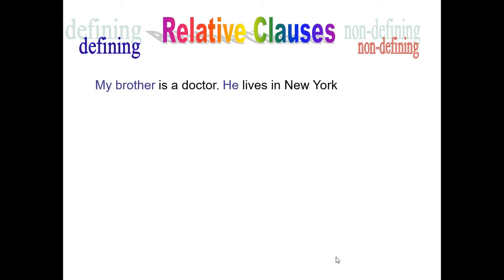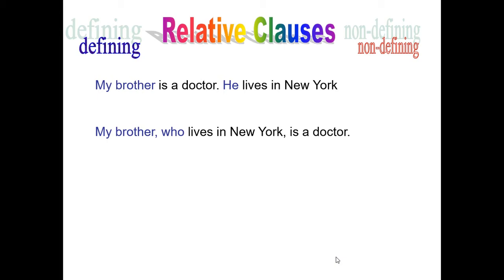Let's look at this sentence. My brother is a doctor. He lives in New York. We've got two pieces of information. My brother is a doctor and my brother lives in New York. My brother, who lives in New York, is a doctor.